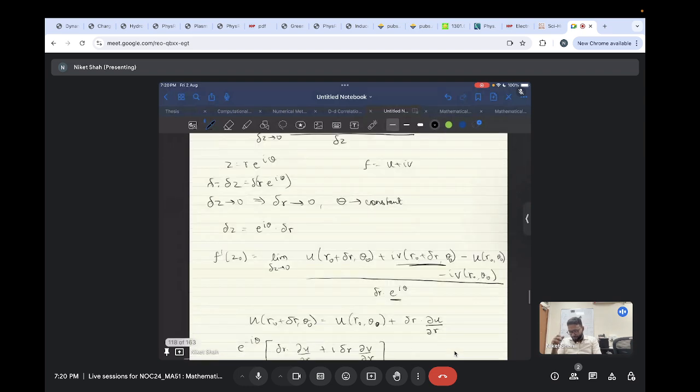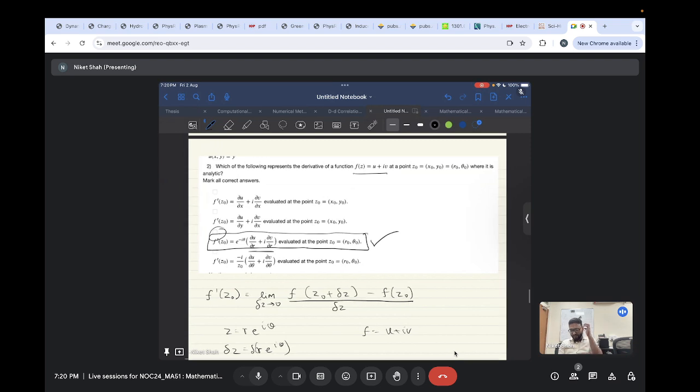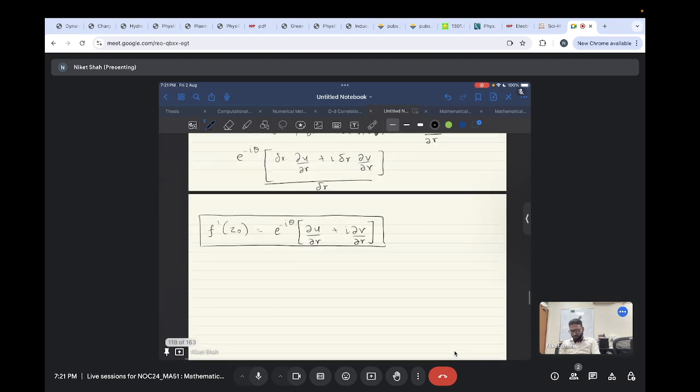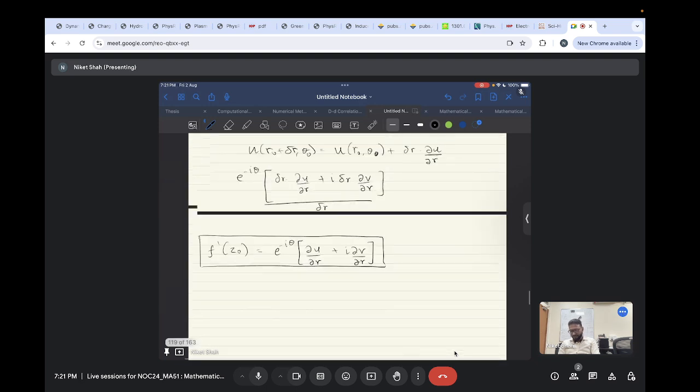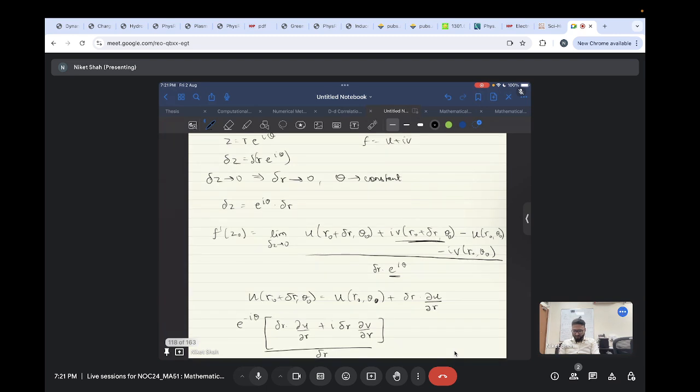And what is the expression here? e raised to power minus i theta, del u by del r plus i del v by del r. So yes, if I evaluate at some point say r0 theta 0, then this stands correct. So this is the correct option. In a similar manner, I can also solve the fourth part. Maybe I'll just give it a try, to see if that's more difficult or simple.